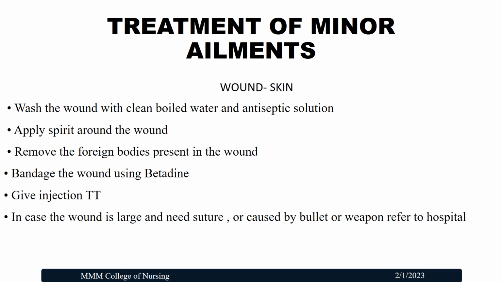Wound. Wash the wound with clean boiled water and antiseptic solution. Apply spirit around the wound. Remove the foreign bodies present in the wound. Bandage the wound using betadine. Give injection TT. In case the wound is large and needs sutures, caused by a bullet or weapon, refer to hospital.